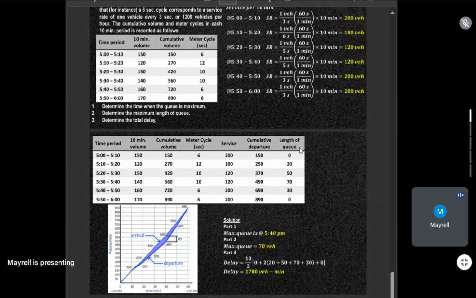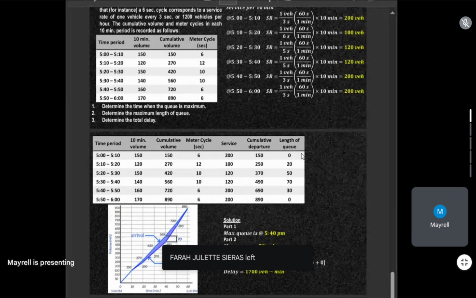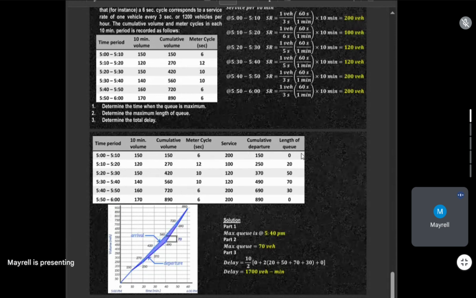So the length of queue is the cumulative volume minus the cumulative departure. So 0, 270 minus 250, 20. 420 minus 370, it's 50. And then 560 minus 490, 70. 720 minus 690, 30. And 890 minus 890, so 0.